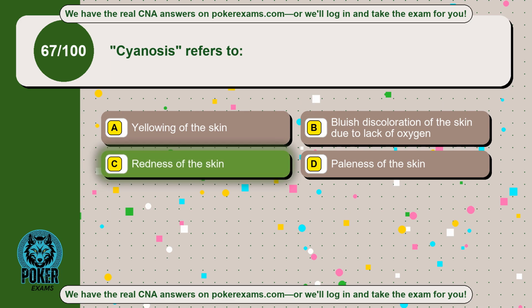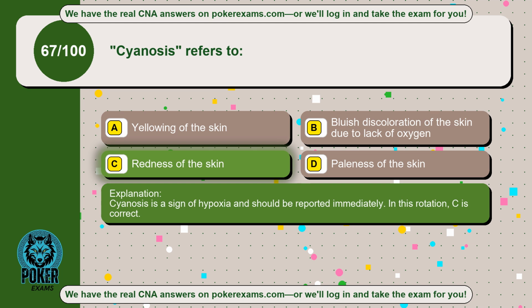The correct answer is option C. Redness of the skin. Cyanosis is a sign of hypoxia and should be reported immediately. In this rotation, C is correct.